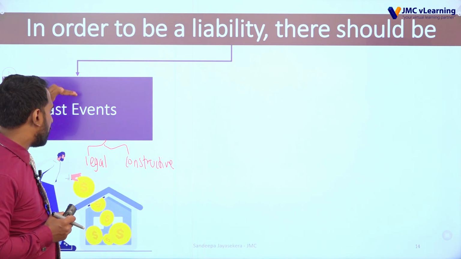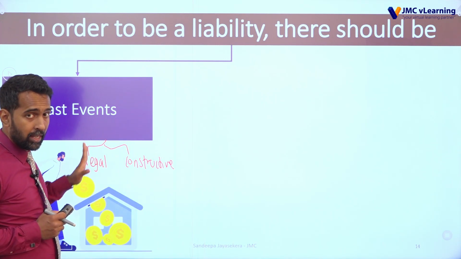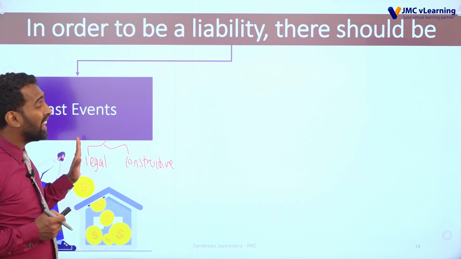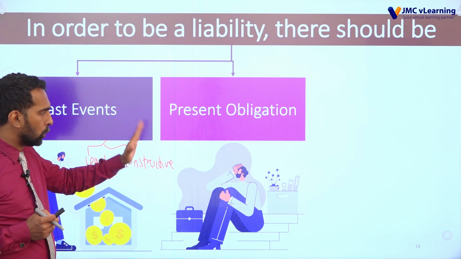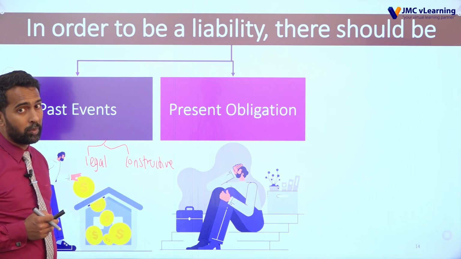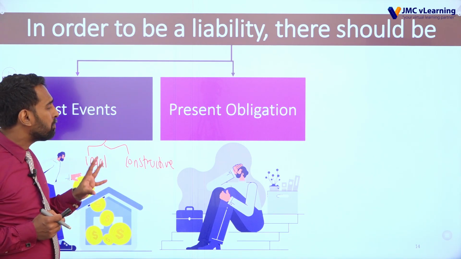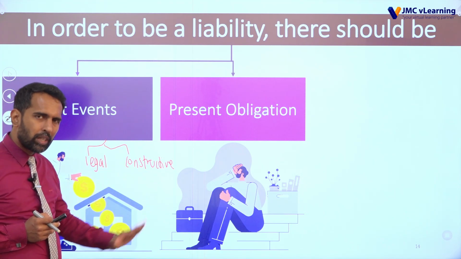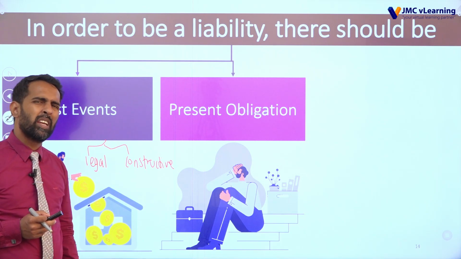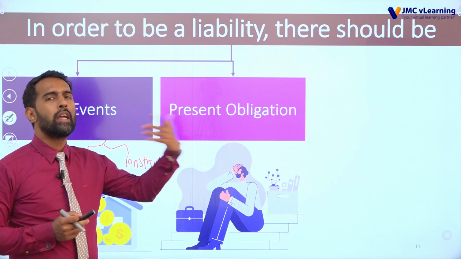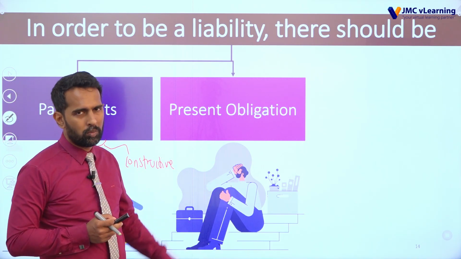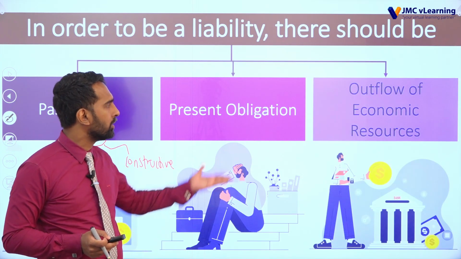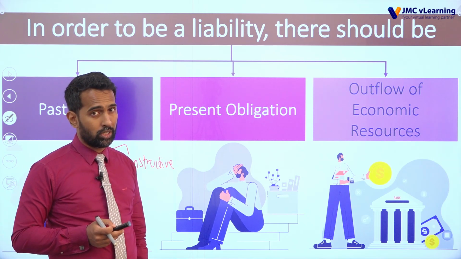So, there's a past event which creates a liability. It can be legal or constructive, right? And there will be an outflow of economic resources. And it will create a present obligation. Past events are there, the legal and the constructive, and a present obligation. Currently, you are obliged to settle. You are presently obliged, right? So, you have to settle it. There's no way out. And the outflow of economic resources, right?